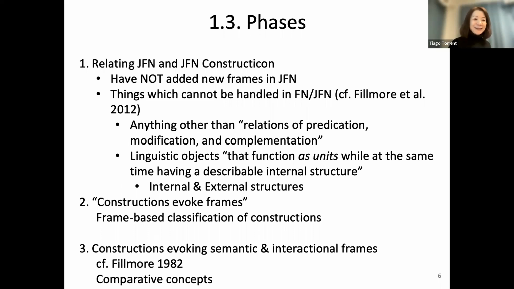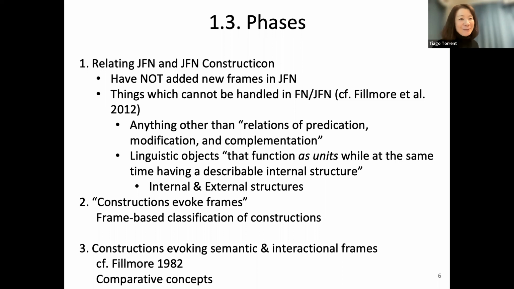First, we tried to decide which annotation should be in the Japanese FrameNet and which kinds of things cannot be dealt with in the framework or the tools in Japanese FrameNet, which are basically the same tools and framework as the Berkeley FrameNet.